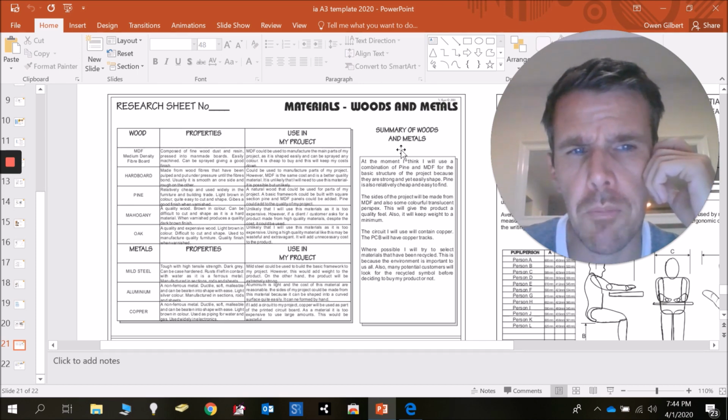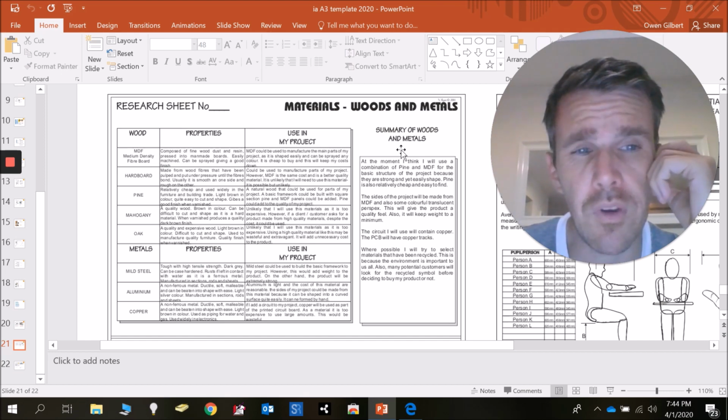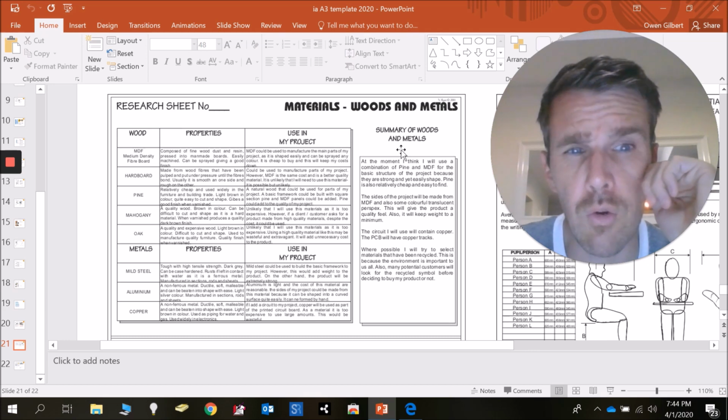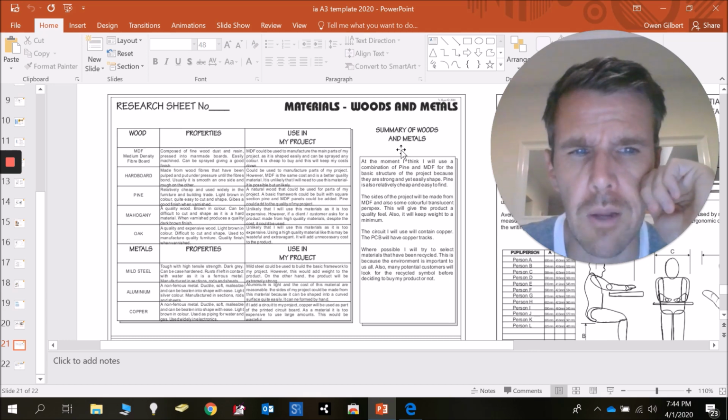This might be difficult, as some of you might not know exactly what you're going to be designing. For a hint, I would look back at the existing product. Look back at the research you just did in terms of the product analysis. What materials are these products usually made from? That might give you a bit of a clue or a starting point at least.